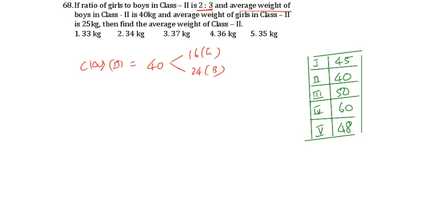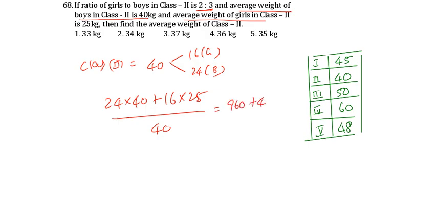And the average weight of boys is 40. Average weight of girls is 25. So boys is 40, girls will be 25. Total by 40. So if you do this, this is 960, this is 400. 960 plus 400, that is 1360 by 40. That will give 34. 34 is the correct answer. So average weight is 34 kg. 34 kg is the correct answer.